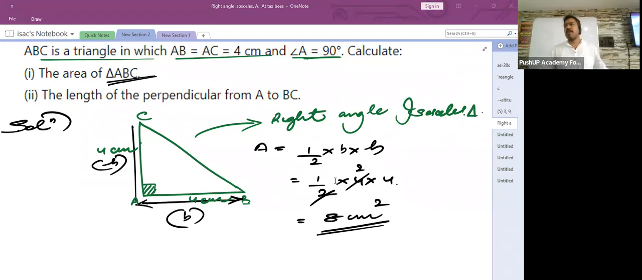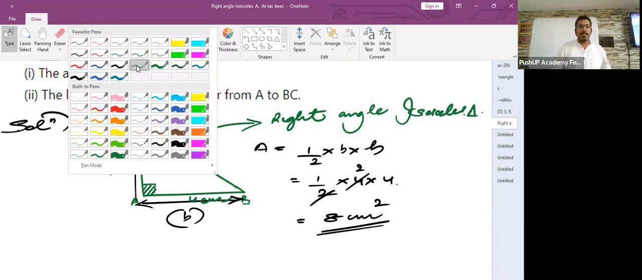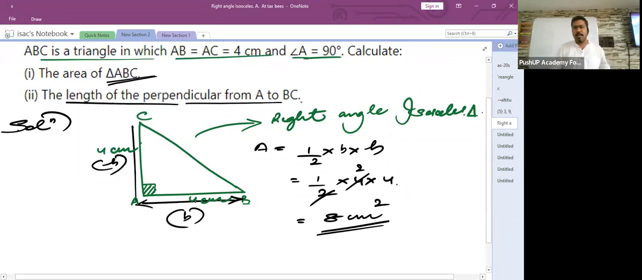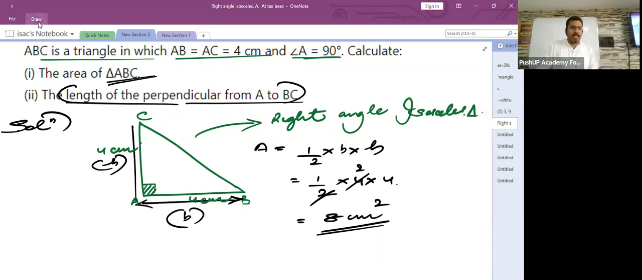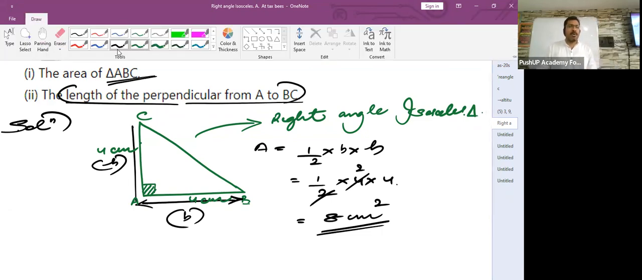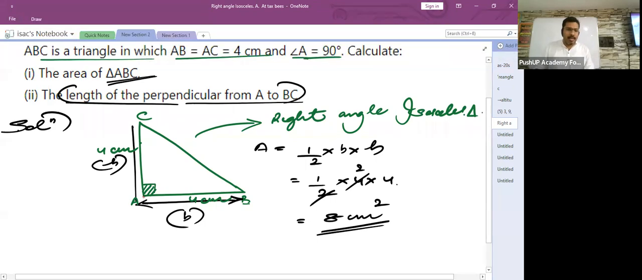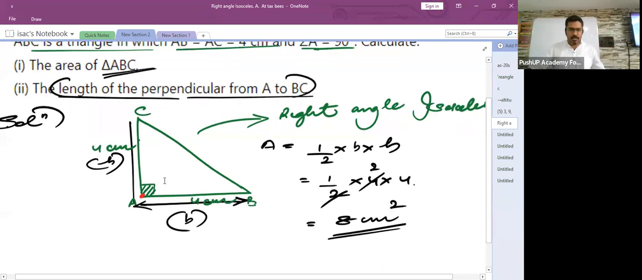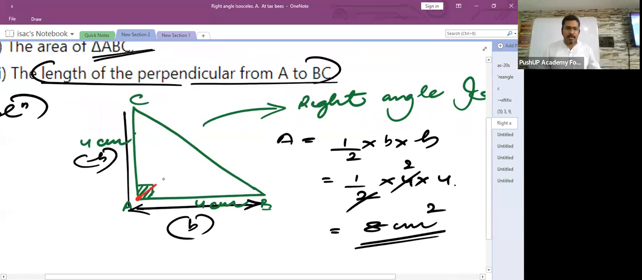Now let's do the second part of the question. They are asking us to find what would be the length of the perpendicular from A to BC. Now let's understand what they asked us. If you draw a perpendicular from this vertex A to the opposite side BC, say for example, it is touching at point D on BC.